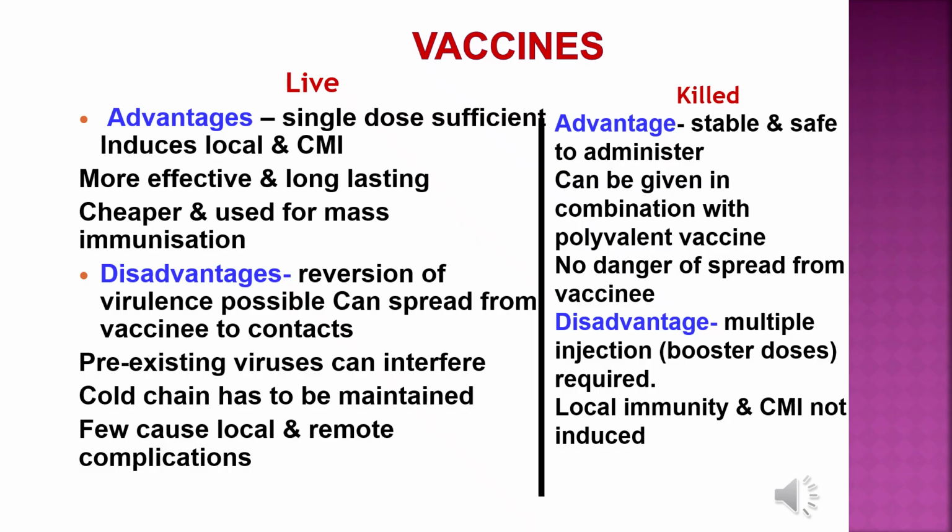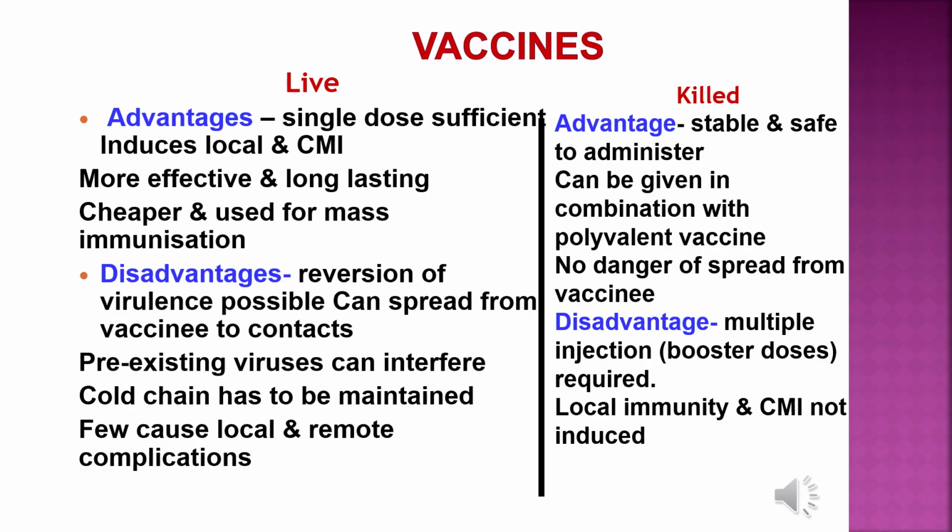So we'll see a few differences between live and killed vaccines. Live vaccine advantages: a single dose is sufficient, and it induces local and cell mediated immunity. It is more effective and long lasting, cheaper, and used for mass immunization. Advantages of killed vaccine: stable and safe to administer, can be given in combination as a polyvalent vaccine, and no danger of spread of vaccine-oriented infection.